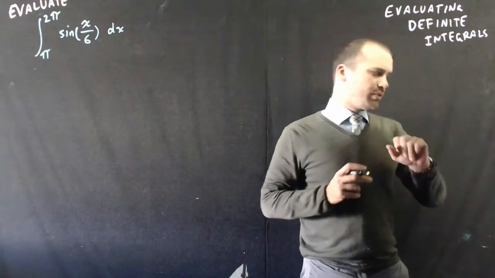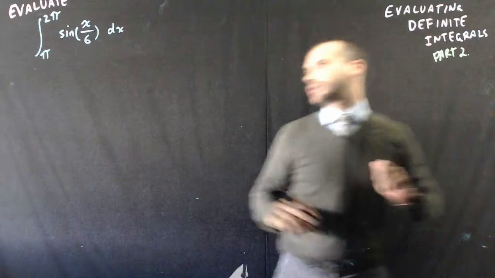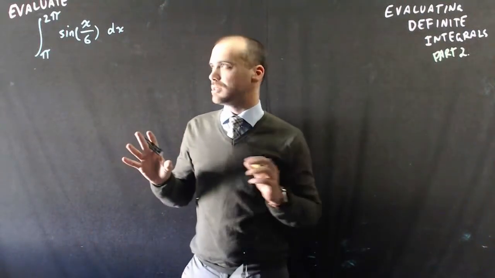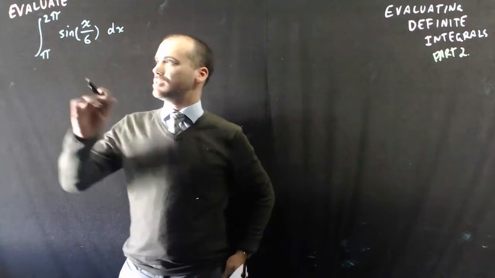Alright, evaluating definite integrals again. I guess this is part 2. Now, we're going to do this with a sine curve this time. Same deal as last time. So, first of all, we need to integrate this.